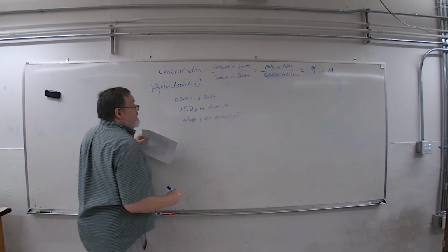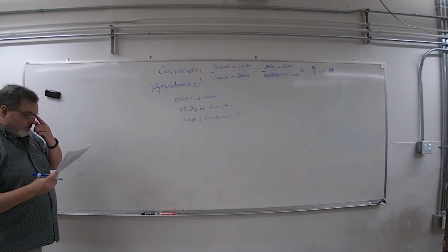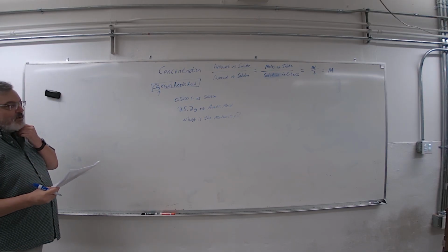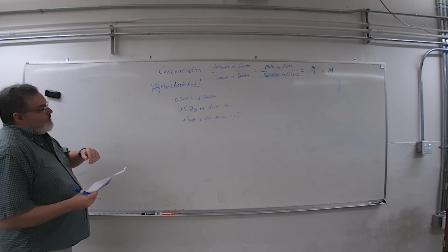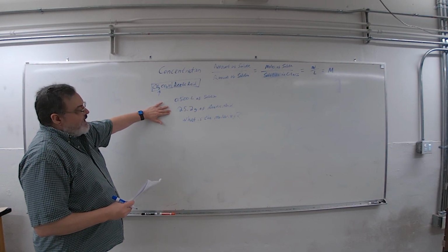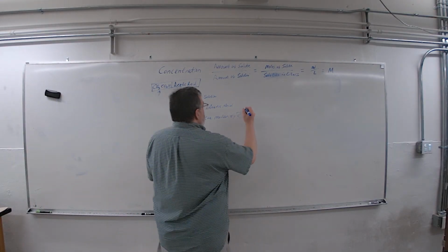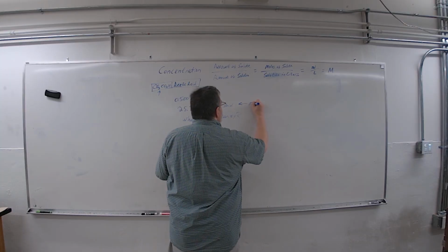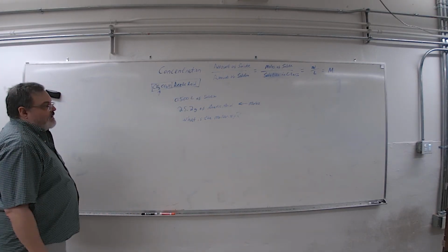I tend to keep questions more simple for a test and stuff that I'll put on D2L. But we need here, we've got this many liters of solution, this many grams of acetic acid. What is the molarity? What we're going to need is we're going to need to know how many moles that is.